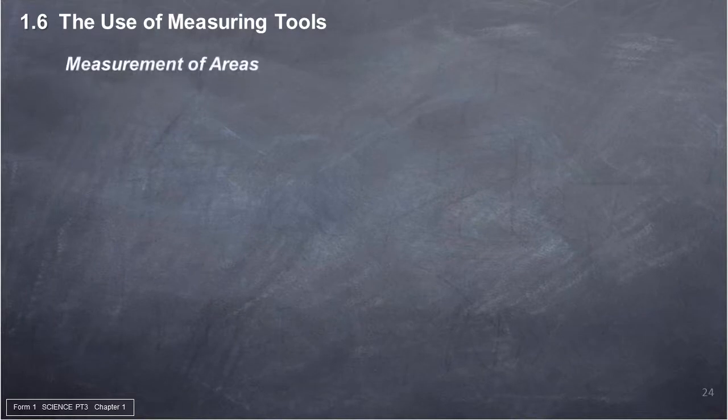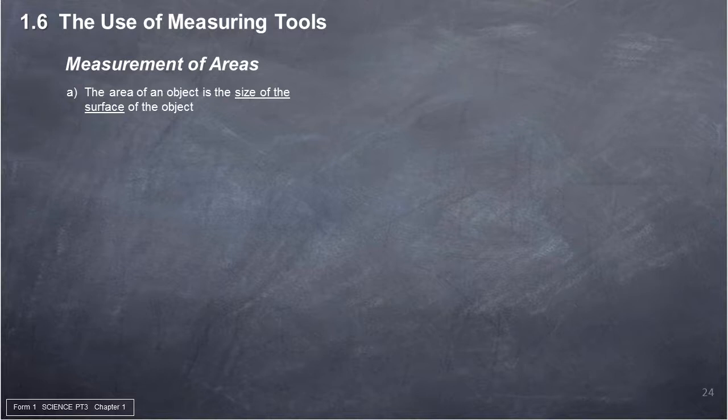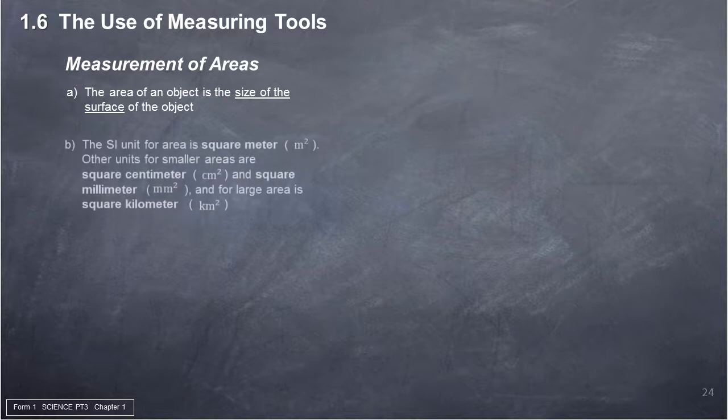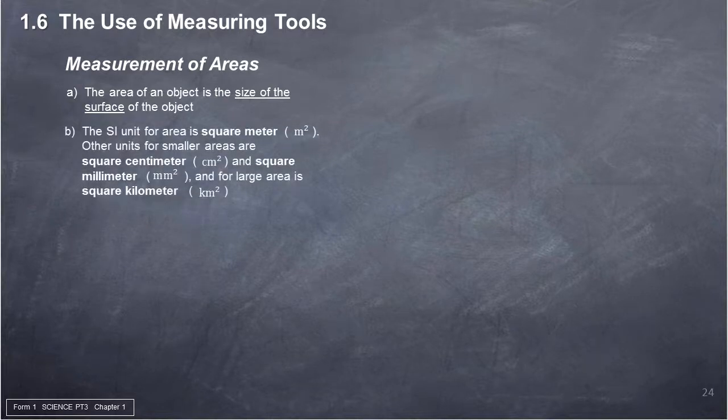Measurement of areas. A. The area of an object is the size of the surface of the object. B. The SI unit for area is square meter. Other units for smaller areas are square centimeter and square millimeter, and for large areas is square kilometer.